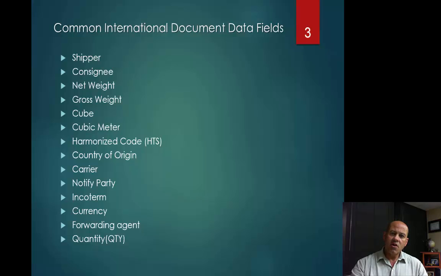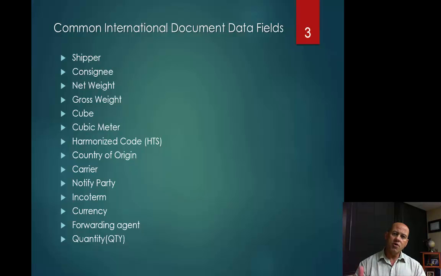International shipments are measured in metrics, so you'll have data fields that may indicate putting the cubic meter or the cube of the shipment. The harmonized code, we'll do other videos that discuss what the harmonized code is in detail, but basically the harmonized code is a 6-digit coding system that describes products. So literally all products, any product that you can think of, will fall under the harmonized code.